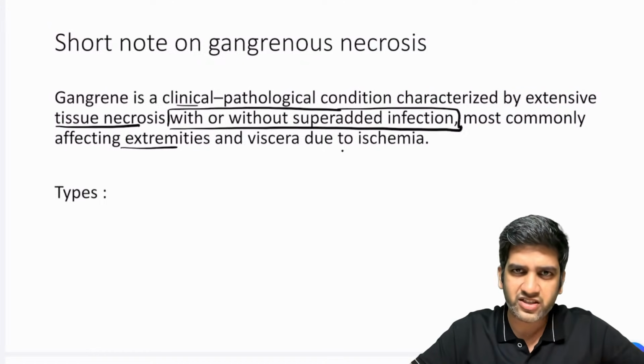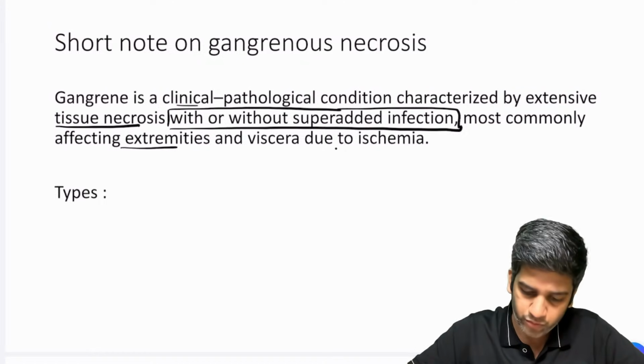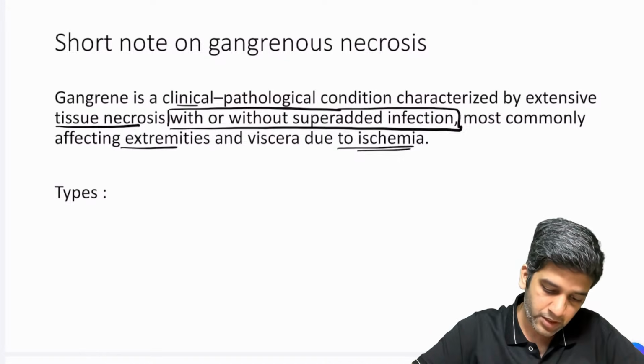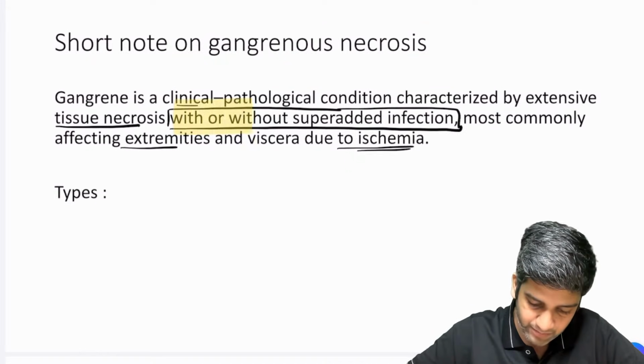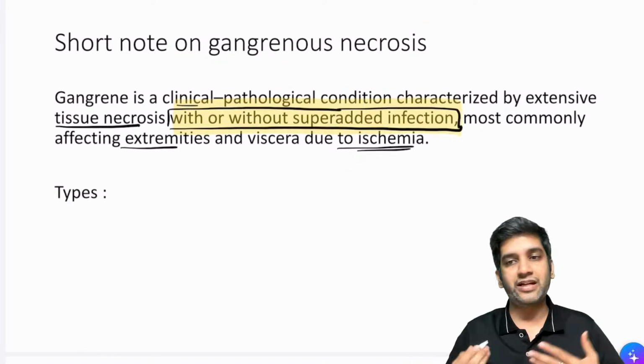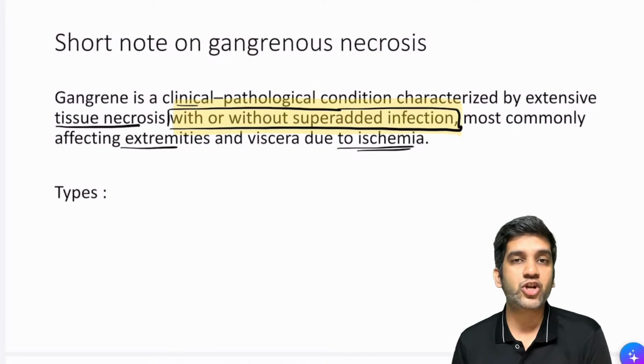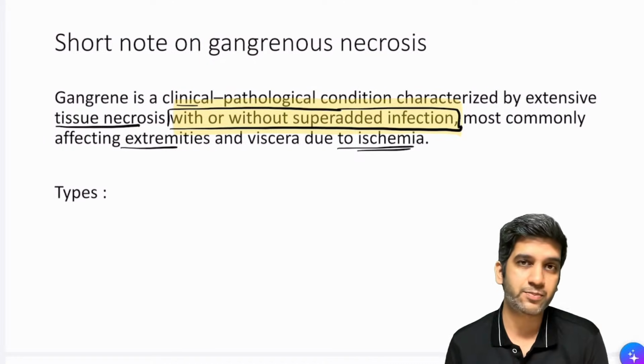I can have a small intestinal gangrene. I can have an intestinal gangrene, right? Due to ischemia or infarction, right? So now this term, like I said, is very, very important. With or without superadded infection, right? Infarction is not the problem. Superadded infection is the problem.